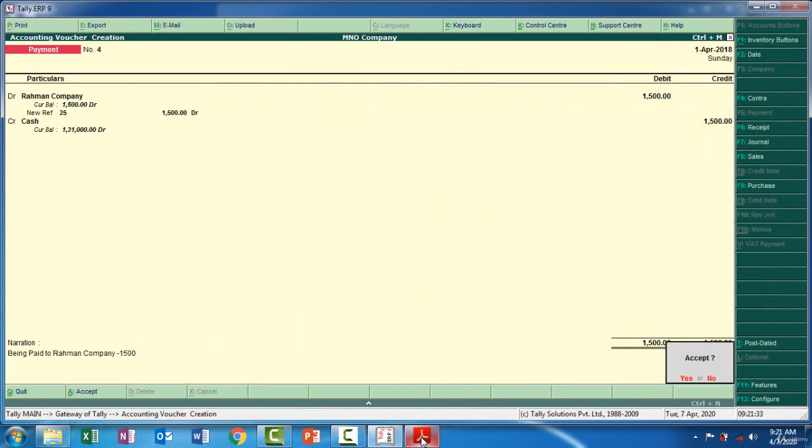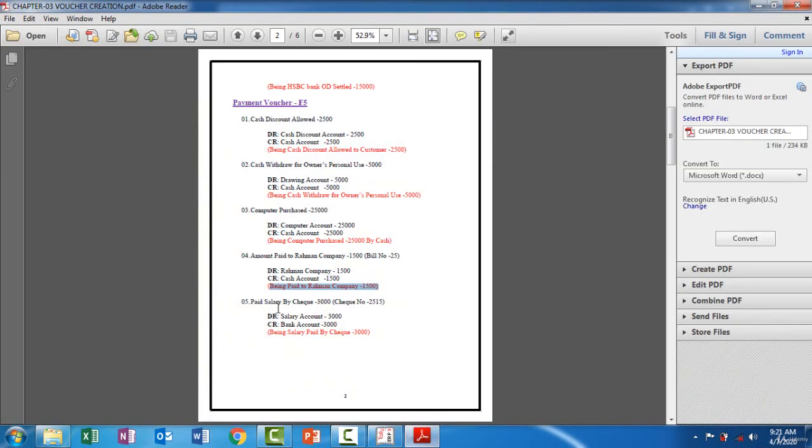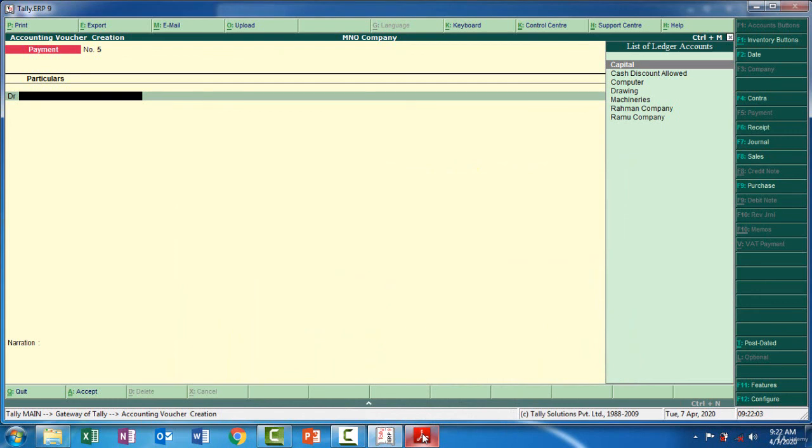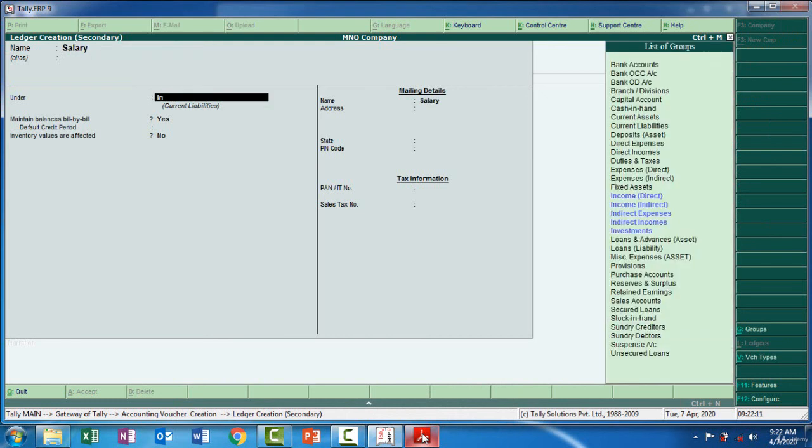So then accept yes. So the next one is paid salary by cheque 3,000, cheque number 2515. So if we pay through the cheque, bank account will be decreased. So bank account credit, salary account is one of the expenses, it is increased, so debit. So salary account debit 3,000, bank account credit 3,000. So we have to create the salary account. So Alt plus C salary, and it is coming under the indirect expenses.